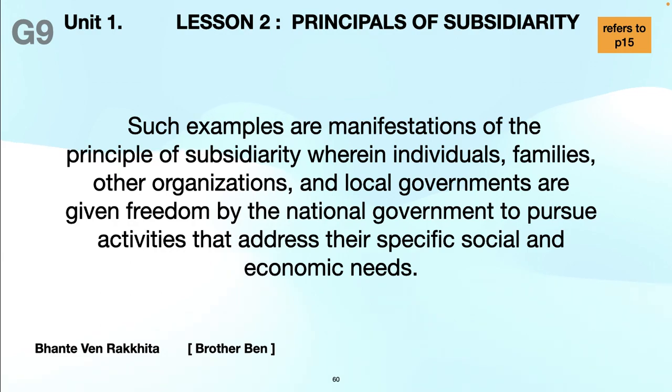Such examples are manifestations of the principle of subsidiarity, wherein individuals, families, other organizations, and local governments are given freedom by the national government to pursue activities that address their specific social and economic needs.